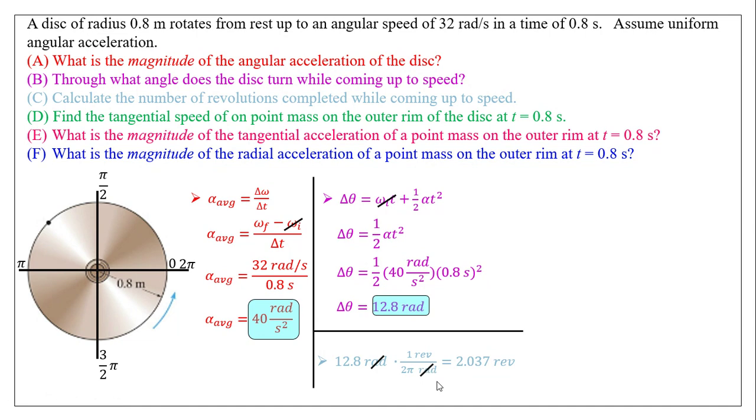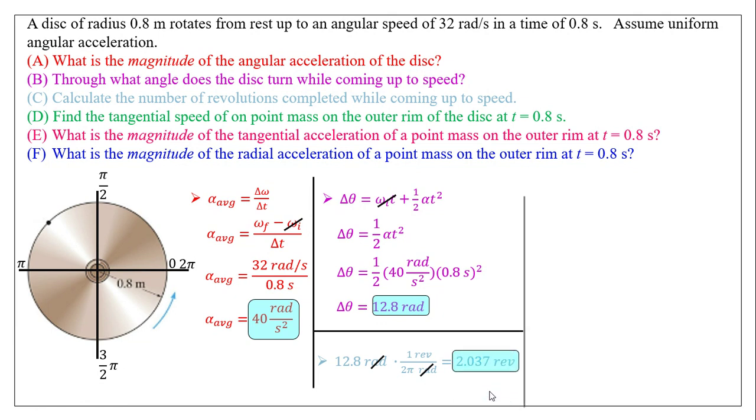So as you can see, it would just be 12.8 times 1 divided by 2 pi. If you punch that in your calculator, you should get about 2.037 revolutions. So it's spun around at least twice. Okay, a little over 2.